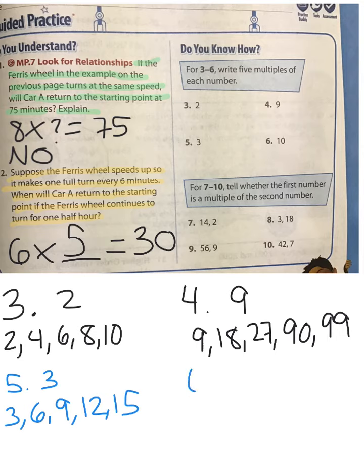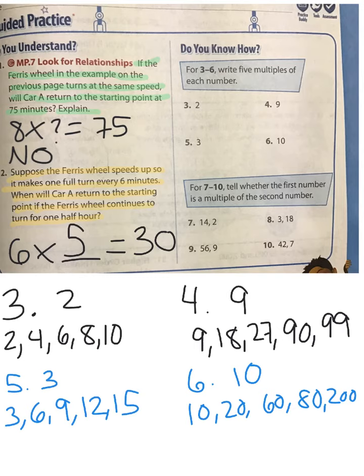And number 6, multiples of 10. Any number that ends in a 0 is going to be a multiple of 10. We can use 10, 20, let's do 60, 80, and 200. There are many multiples of 10. Any number that ends in a 0 is a multiple of 10.